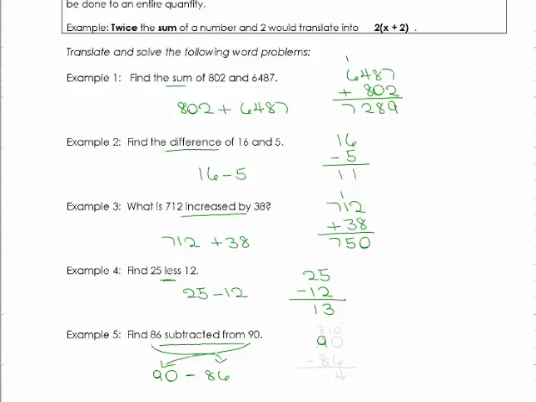Now, of course, we're going to write that vertically to do our work. 90 minus 86. Most of you can do this in your head. We borrowed from the tens place, and we brought over a 1, which turned our 0 into 10. 10 minus 6 is 4. 8 minus 8 would, of course, be 0, and the answer would be 4.